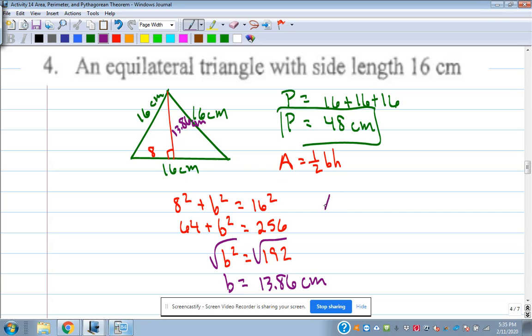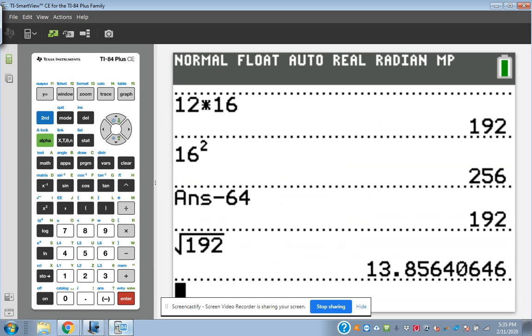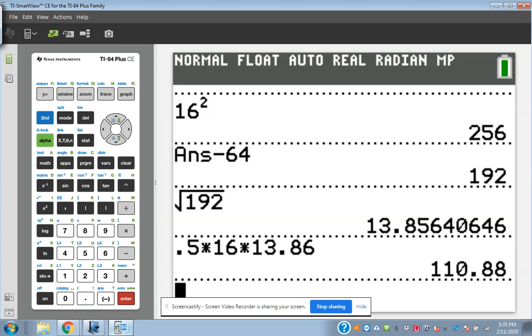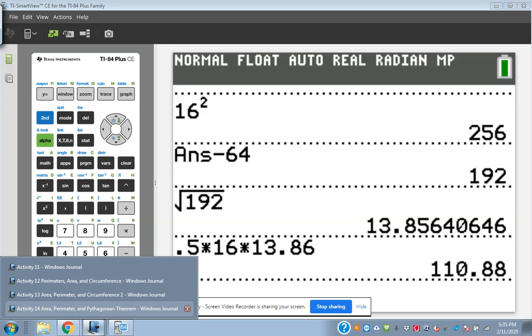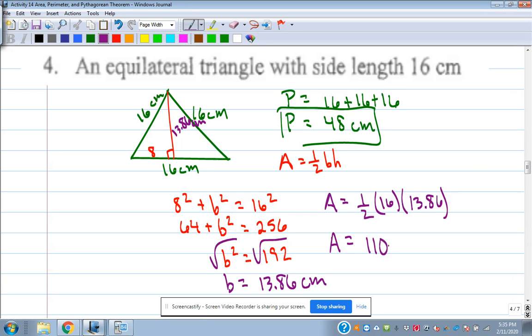So we can find again the area is 1/2 times the base, which is 16. The height is 13.86. And we're going to round that to 1 decimal place because that's what the instructions told us to do. So 0.5 times 16 times 13.86, 110.9 square centimeters this time.